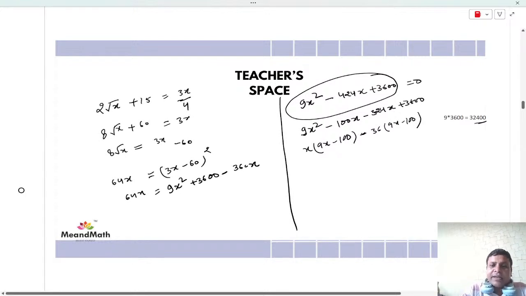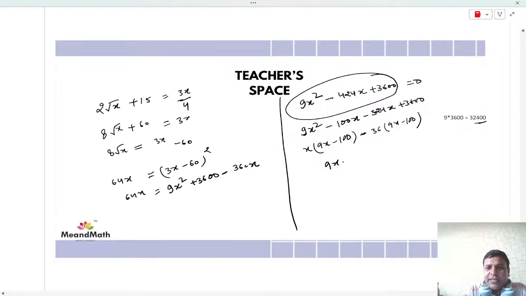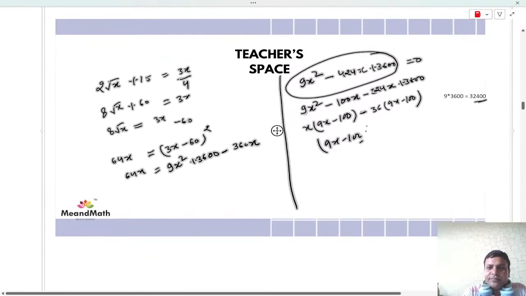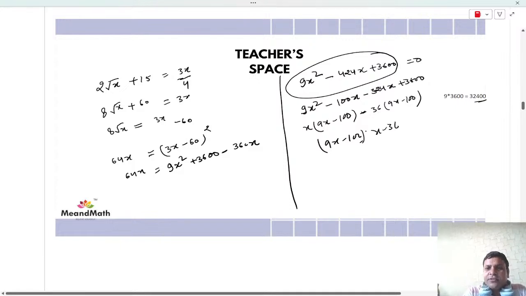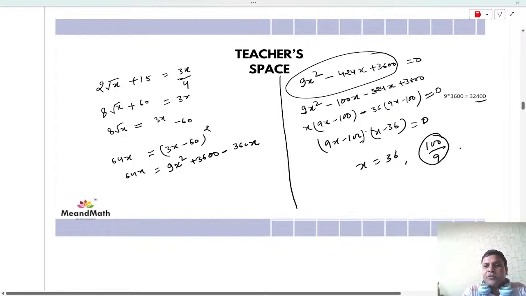This is a quadratic equation. 9x minus 100, x minus 36 is equal to 0. So x is equal to 36 and 100 by 9. 100 by 9 cannot be possible because the number of cows is a whole number. So the answer is 36 here.